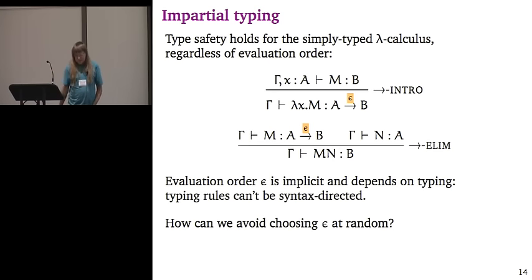The problem here is that the evaluation order is implicit. It's not in the term. So it depends on the particular typing derivation your compiler chooses, and it can choose any epsilon for either of these. I'm giving this talk, so the answer is bidirectional typing. Focusing is pretty cool, too.